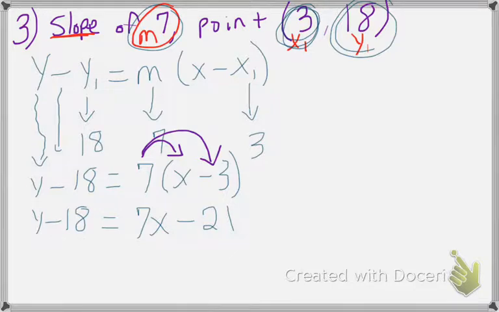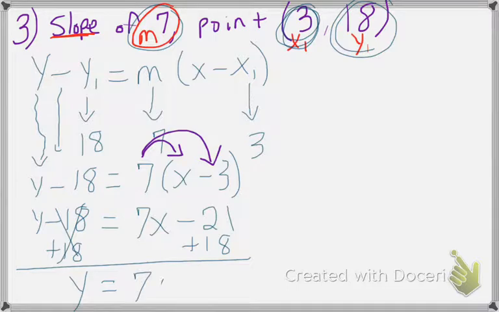So we need to move it. How do you move negative 18? You add 18. And do we add it to the x? No, we add it to the 21, sorry. So this goes away. You're left with y equals 7x, because we didn't touch it there, leave it alone.